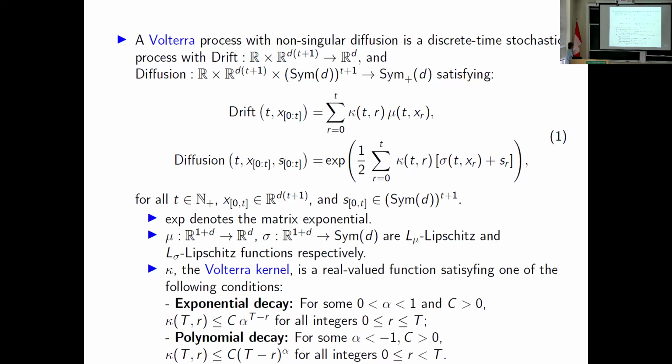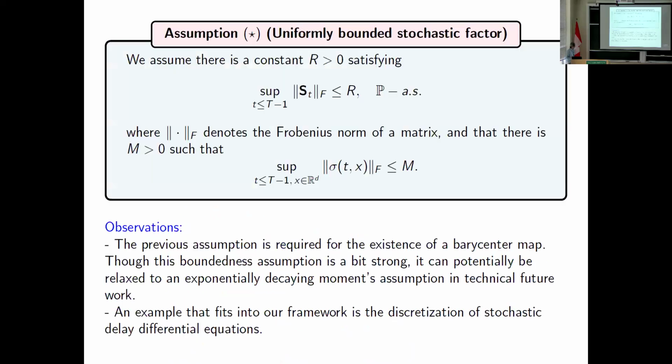Again, this Sym is the space of the symmetric D by D dimensional matrices. This is the main weakness of the work, in the sense that so far we were not able to relax these assumptions. Again, we admit that this is a strong assumption.